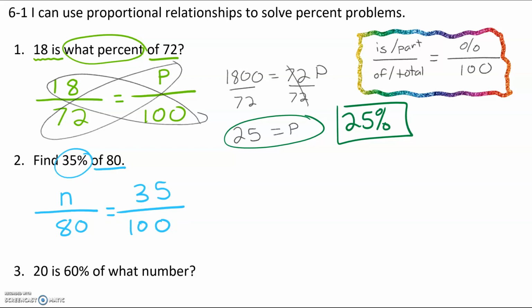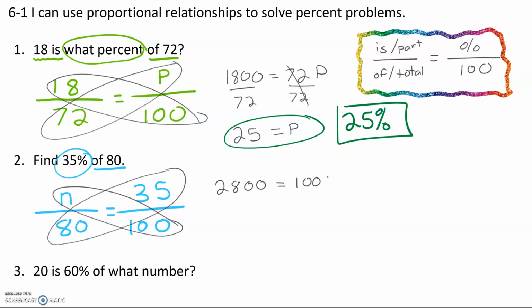All right, now we'll solve the same way. So cross multiply. We'll start with 80 times 35, which gives me 2800 equals 100n, and then I divide both sides by 100. You can hear the bells ringing because I'm at school doing this. Divided by 100 to get 28 is equal to n. So our number here, or our n, is equal to 28.